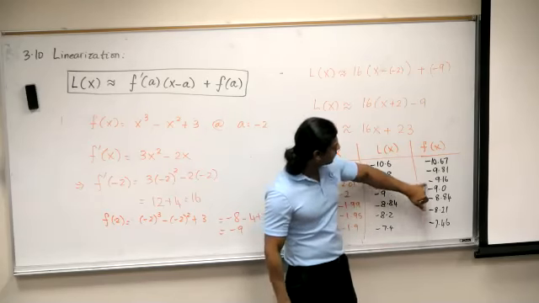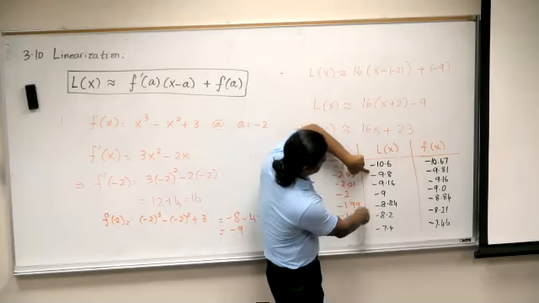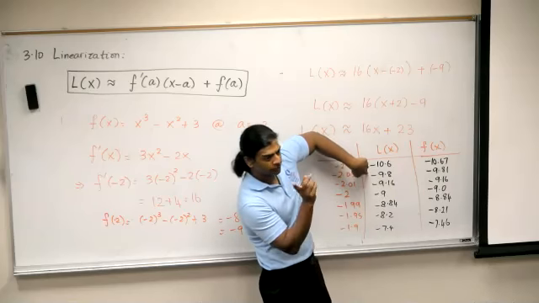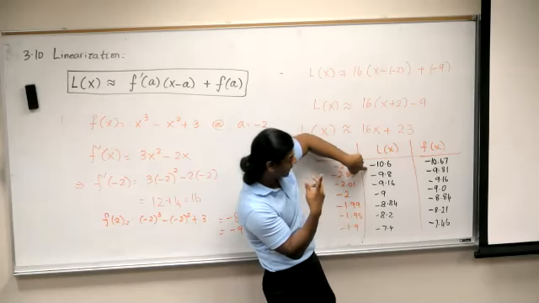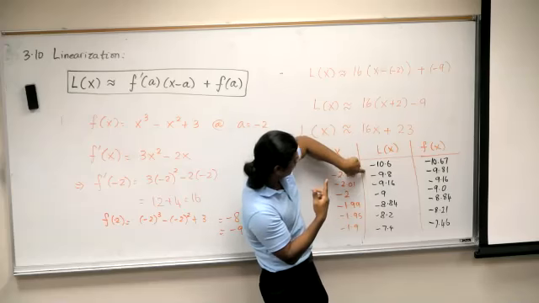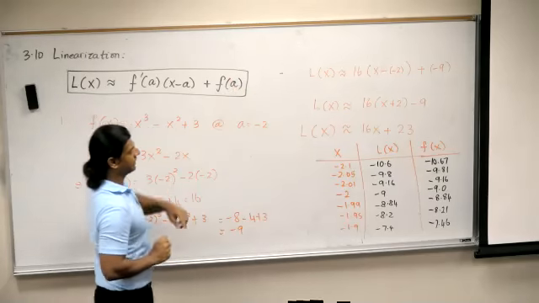So here it was quite perfect. There, the difference was 0.01 in terms of magnitude. There, it became 0.07 in terms of magnitude. 0.07 there, 0.06 here. So it will keep on increasing.